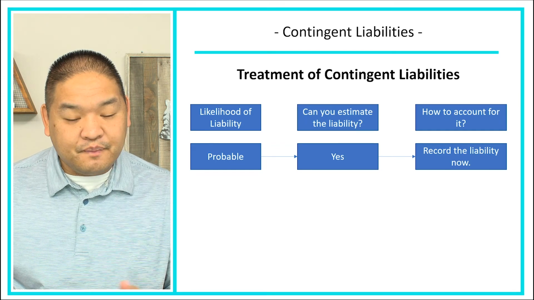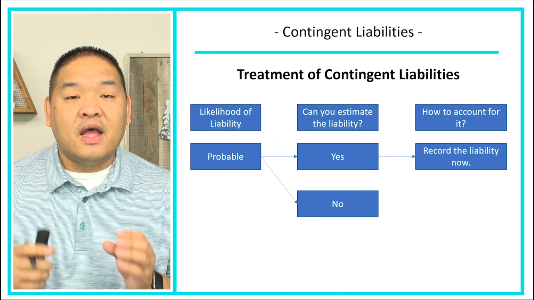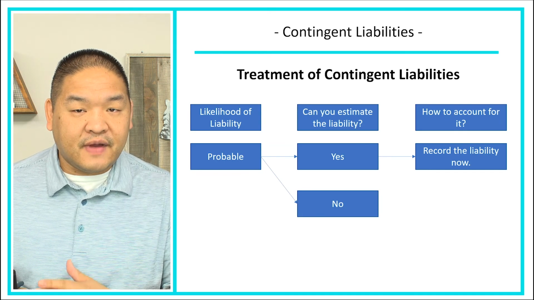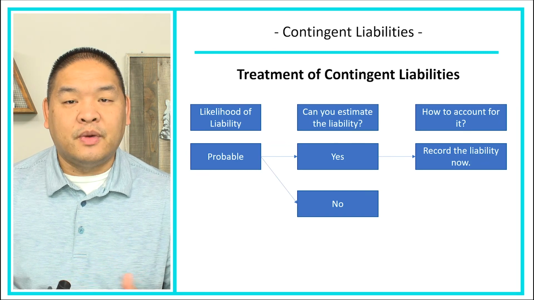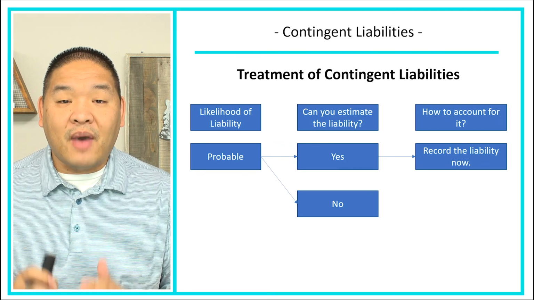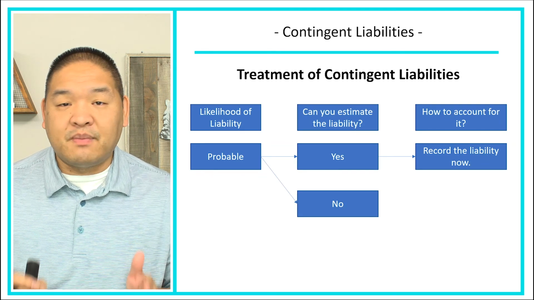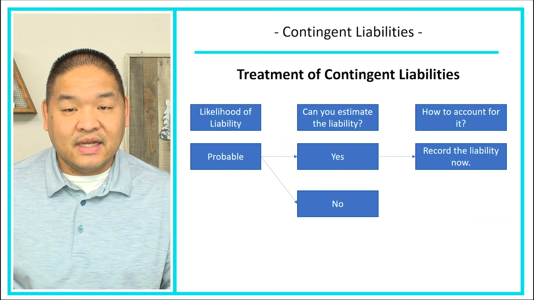Now, if we don't know what the amount is, then we're going to disclose it on the financial statements, but we're not going to book the amount into our books because we don't know what the amount is. When we do disclose it, we might give a range of what that looks like, but we don't need to book it into our books, therefore reducing our net income.